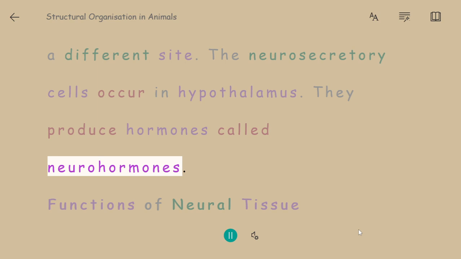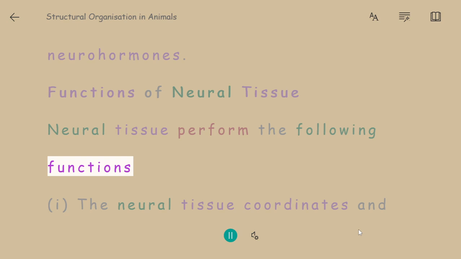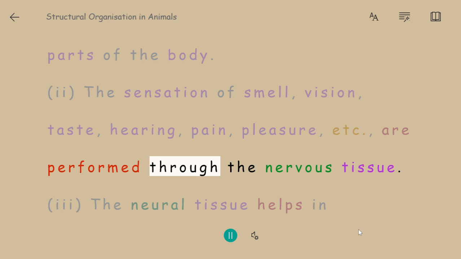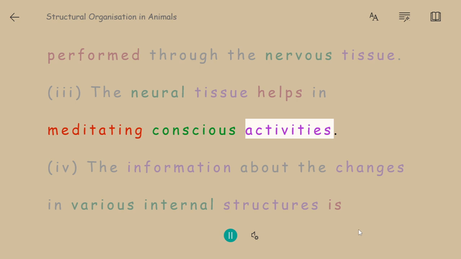Functions of neural tissue. Neural tissue performs the following functions. 1. The neural tissue coordinates and controls the functioning of different parts of the body. 2. The sensation of smell, vision, taste, hearing, pain, pleasure, etc., are performed through the nervous tissue. 3. The neural tissue helps in mediating conscious activities. 4. The information about the changes in various internal structures is provided by nerves.